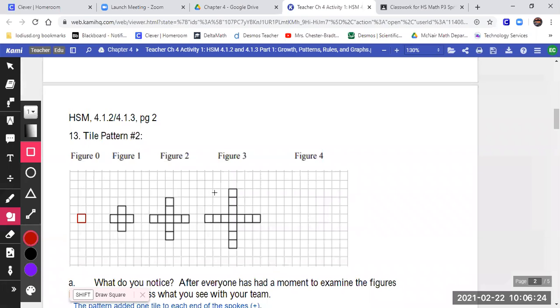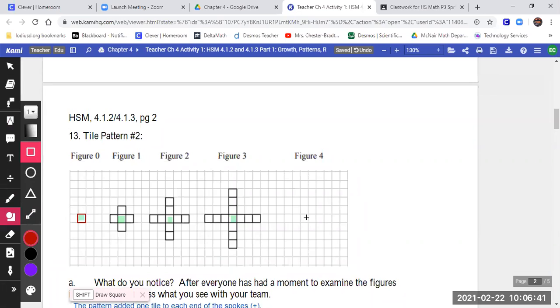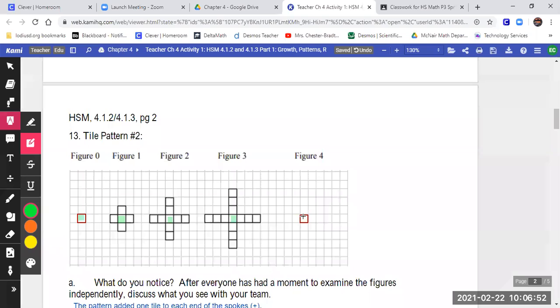Looks like it starts with a box, right? We can do this color coding thing. Starts with a box. There's figure 1. So I know for sure I need to have a single box in the middle, right? So I'm going to go put my single box in the middle. Then what happens?